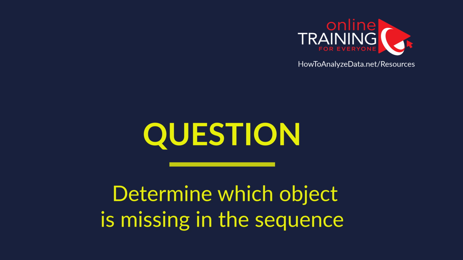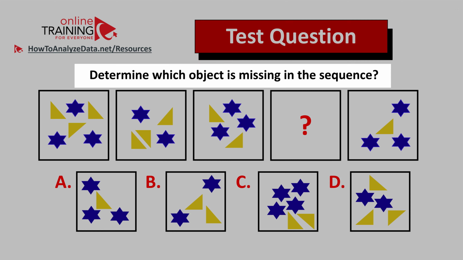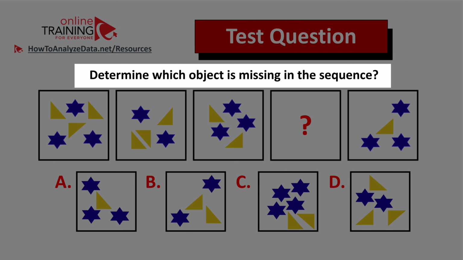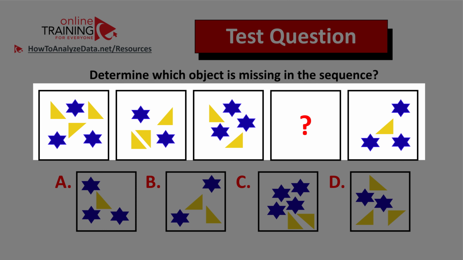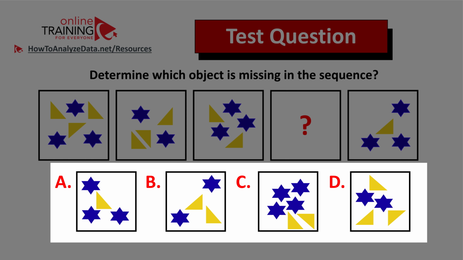Some of you might find this question tricky, but regardless of whether you can solve it or not on your own, you will be excited to learn the solution to this real-life assessment test question. Here's the question. Determine which object is missing in the sequence. And you're presented with the sequence of 5 objects, and object number 4 is missing. You also have 4 different choices to choose from for the missing object. Choices A, B, C, and D.